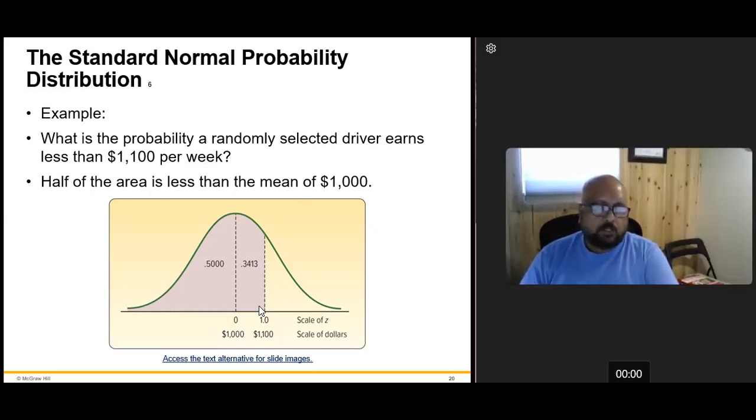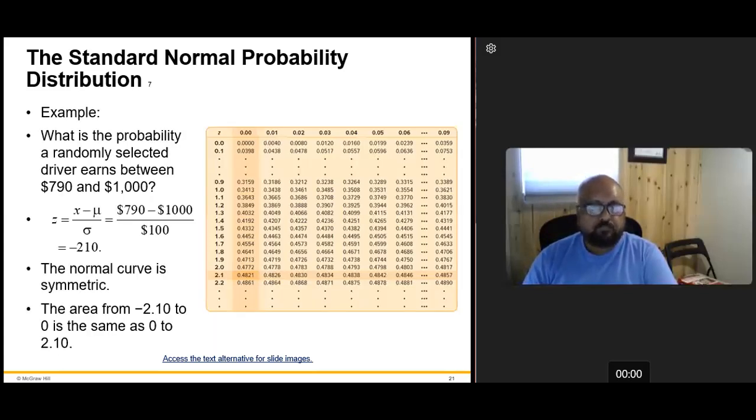So if you look at this curve, all the shaded area on the left hand side. And we already know that for between 1,000 and 1,100, the probability we found before was 0.3413. And what about the probability for the remaining area here? Well, it's easy, because the total probability is 1 and half of the area under the curve is 0.5. So we have 0.5 here for the remaining, and then we already know that between 1,000 and 1,100 we have 0.3413, and we can add these up. That becomes the probability that a randomly selected driver earns less than 1,100 per week.